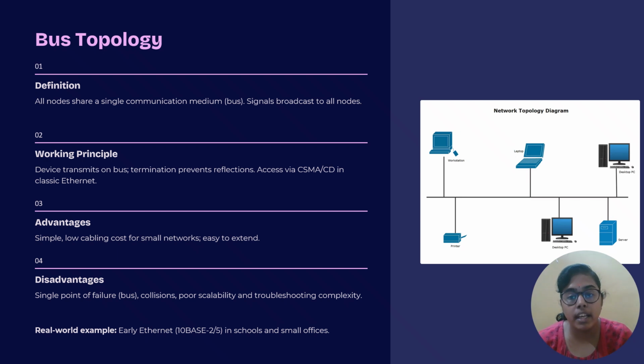However, if the main cable fails, the entire network is affected. There are also a lot of chances of collisions. Some of the real world examples are early Ethernets that are used in small offices and in schools.